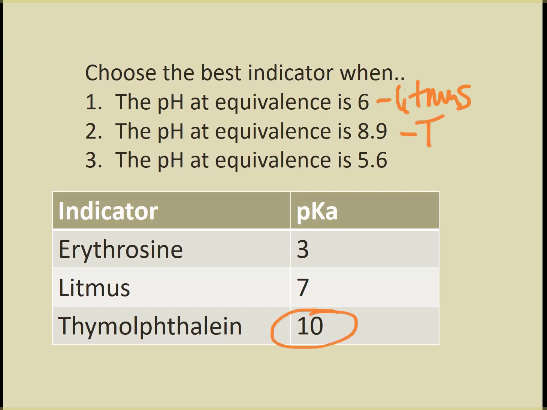Thymolphthalein, okay? I'll just put T. And then the pH at equivalence is 5.6. I don't think I'd use this one. I think that one's too far off, so I think I would use the litmus again. So that is how you pick your indicator, based on what the equivalence point is.